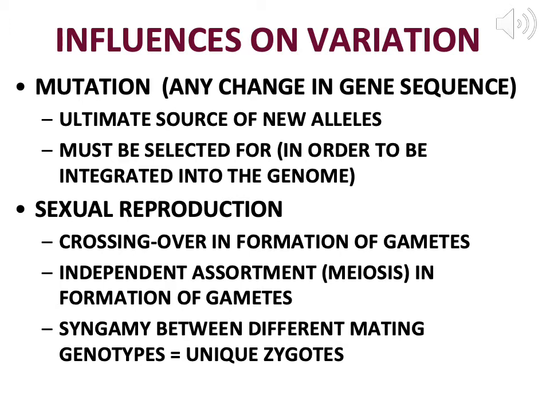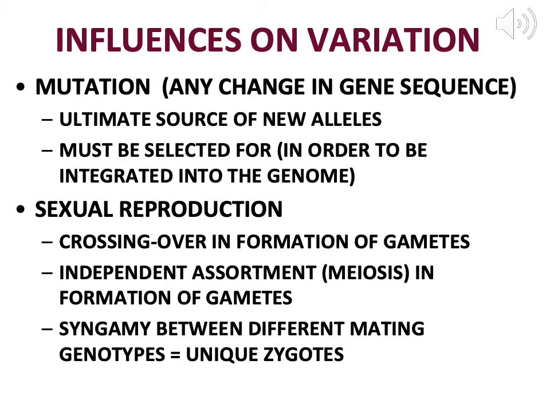Then, through the process of meiosis, you get independent assortment, which means your gametes will ultimately be receiving those genes. And so, once again, you're shuffling the genes to determine which ones are actually going to go into a new offspring. And then finally, the syngamy between different mating genotypes, that is, fertilization between any number of different sperm types and any different egg types, are going to come up with unique zygotes.